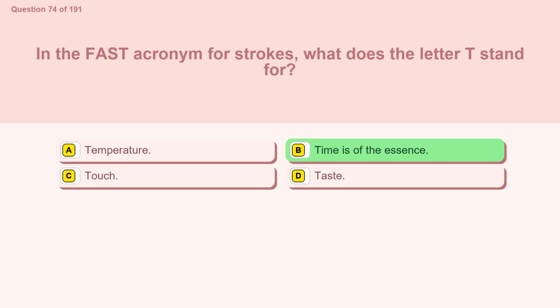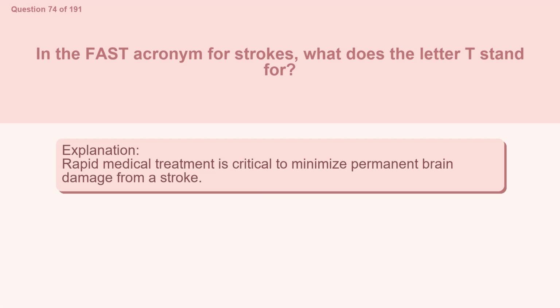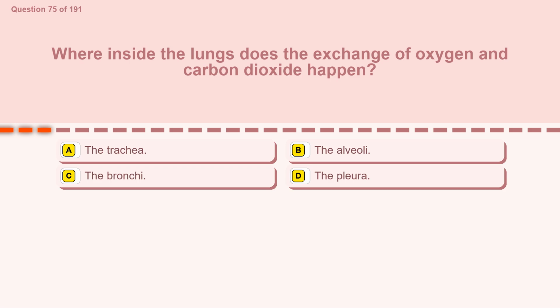The correct answer is option B, time is of the essence. Rapid medical treatment is critical to minimize permanent brain damage from a stroke. Question 75. Where inside the lungs does the exchange of oxygen and carbon dioxide happen?